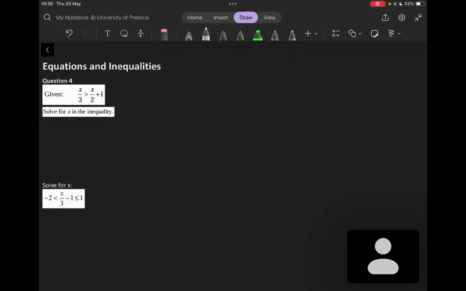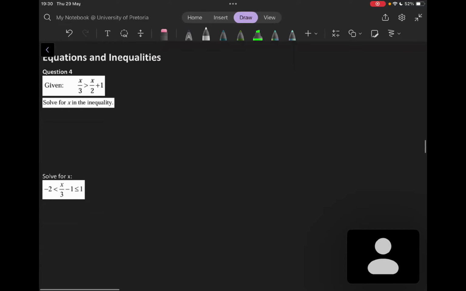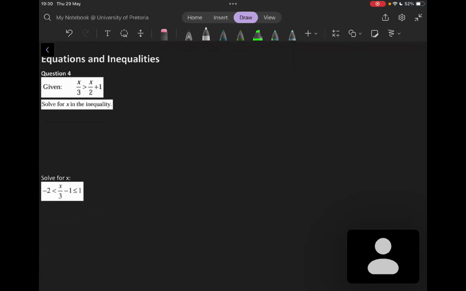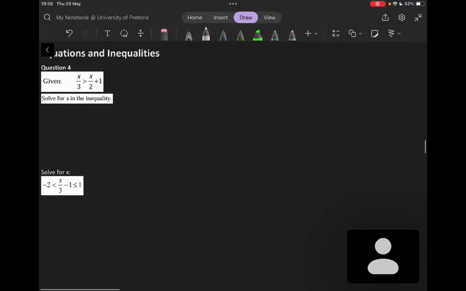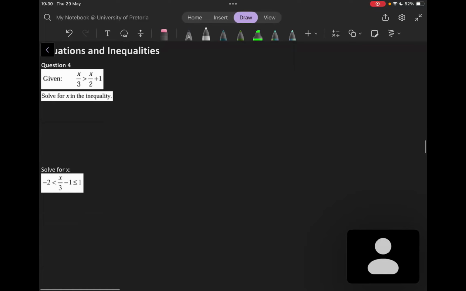Right, so question 4, equations and inequalities. I'm going to give you guys 2 minutes to solve this one. And when you're done, I will do the answer and you guys can check and compare. All right, your time starts now.